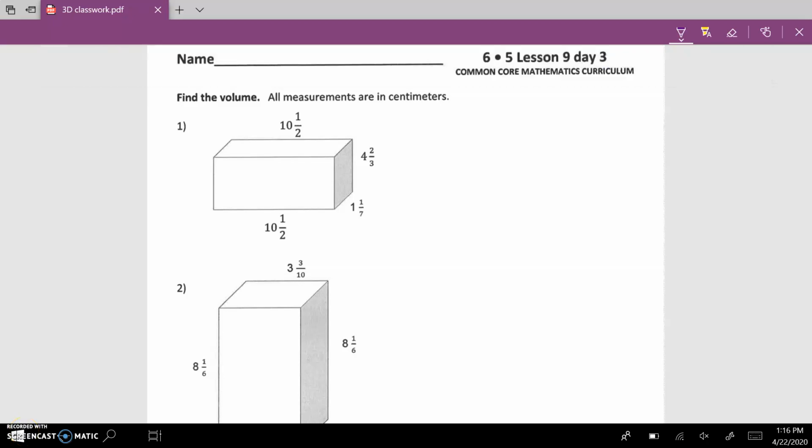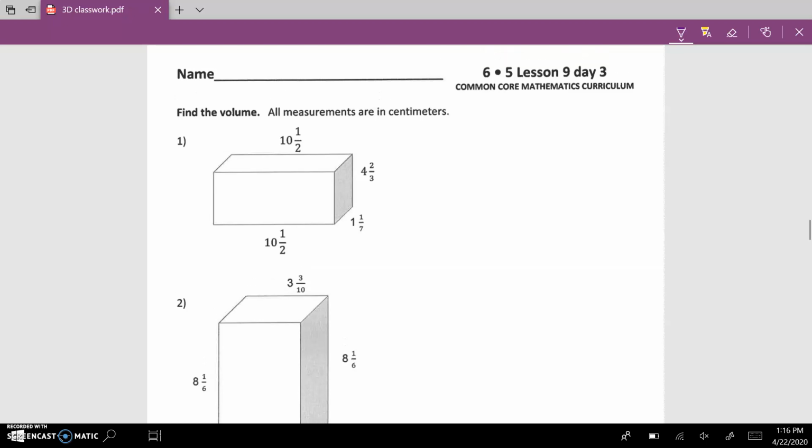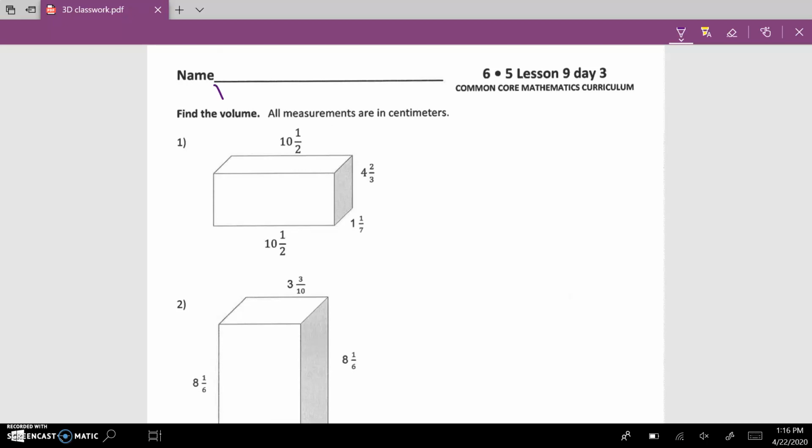All right, here we are on the classwork for 5.9, day 3, where we are still finding the volume. So I'll put the formula at the top. Remember, volume is the length times the width times the height. Or how we're going to start thinking about it, and I think I mentioned it in the video, this is like saying the area of the base, so the area of the base times the height.